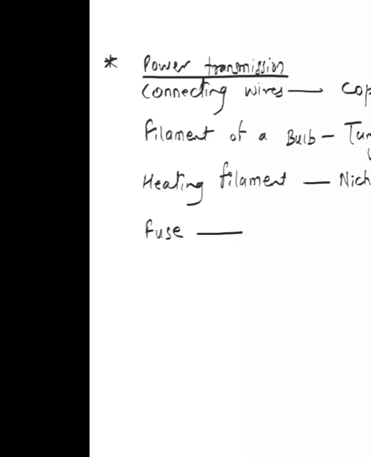But why do you use poor conductors in filaments of a bulb? Nice question, Himani. In the filament of a bulb, what is the use of a bulb? You want to get light from that, right? And when will it give out light? Only if the filament becomes red hot. When will it become red hot? If it has a lot of resistance, right?